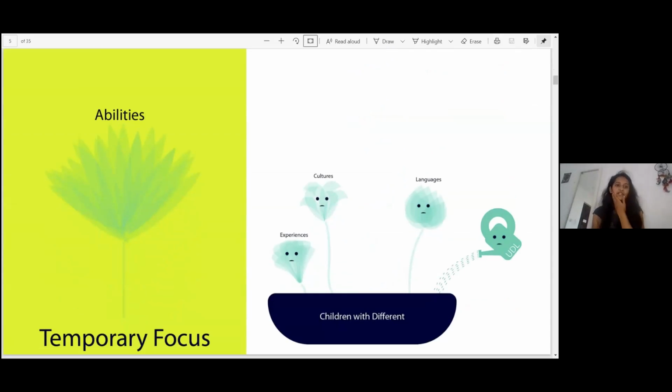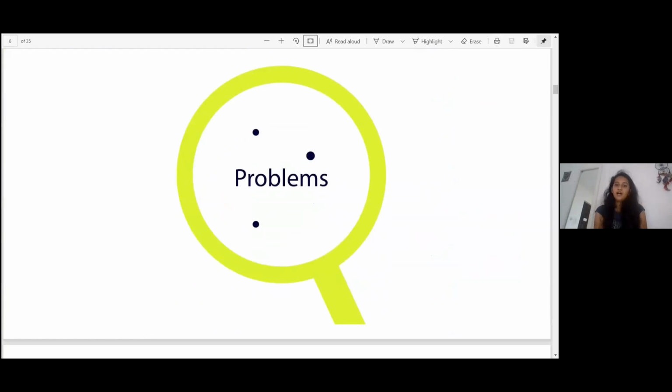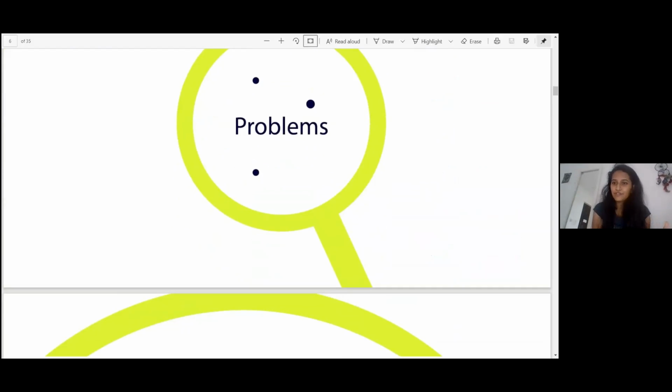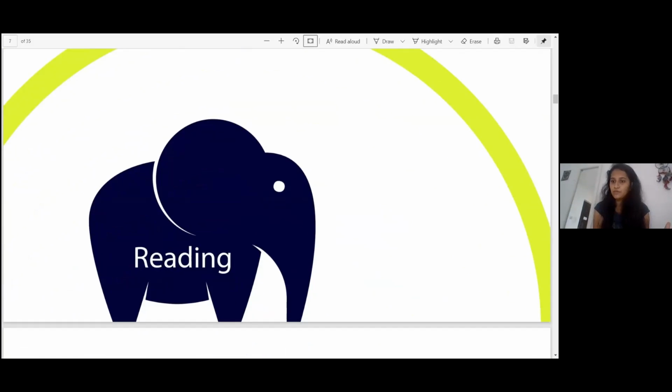But what we often tend to do when we talk about different needs is focus on abilities or disabilities of children more than other things like languages and cultures. All of these play a role in how a child perceives something. So I wanted to take a look at the bigger picture. While I was looking for different problems in the education domain, I found a giant problem, which was reading.